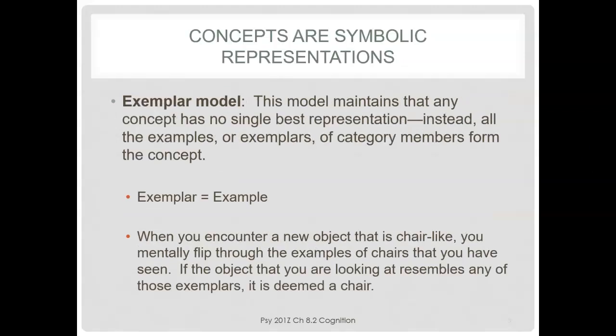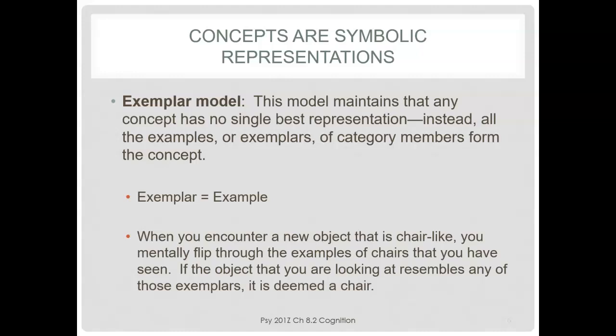And then we get to the exemplar model. Now this model maintains that any concept has no single best representation. Instead, all examples or exemplars of category members form the concept. The word exemplar, you can just replace with example. So when you encounter a new object that is chair-like, you flip through all the examples of a chair that you have in your mind. And if the object that you're looking at resembles any of those exemplars, you decide it's a chair.